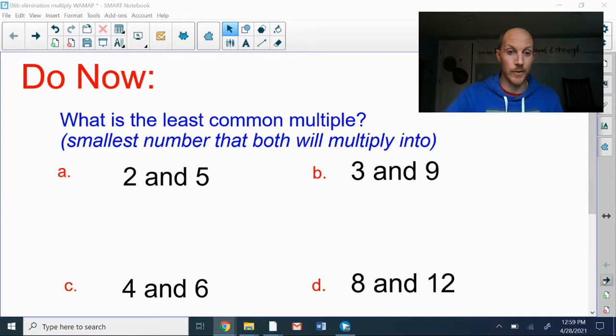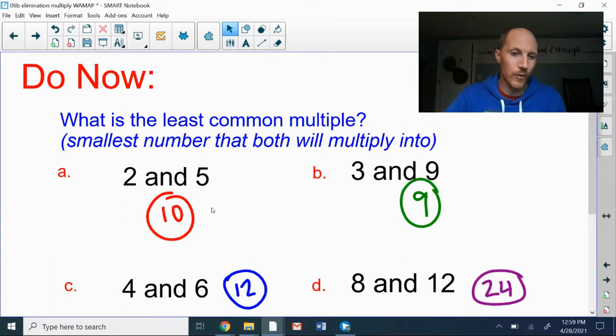All right, so let's see what the answers are. So part A, 2 and 5 both multiply into 10. For B, 3 and 9 both multiply into 9. It doesn't have to be a larger number. If one of the numbers works as the least common multiple for the other, go with that.